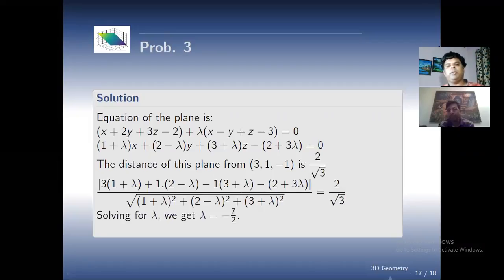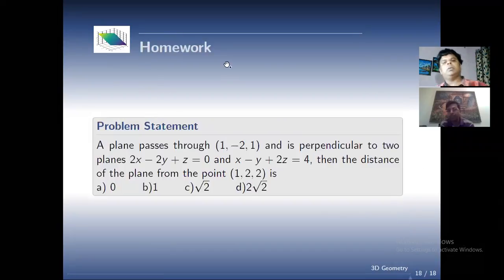If you really solve for lambda, you will get lambda equals minus 7 by 2. Hence, you get that 5x minus 11y plus z minus 17 equal to 0 by plugging lambda equals minus 7 by 2. All right. So I think we can stop at this point. I'll just leave you with a homework problem.